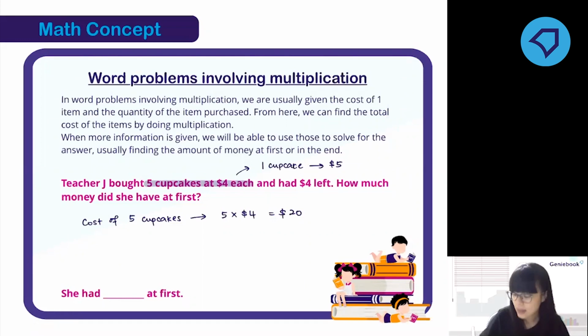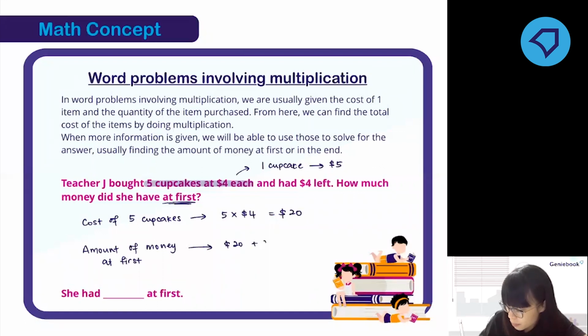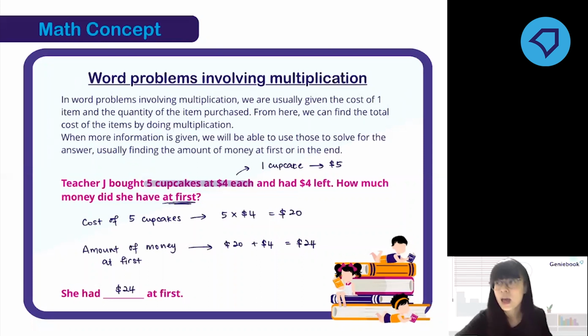So at first, how much money do I have? Yes, okay, we need to do addition. So amount of money at first, it would be $20 plus $4, and that would give me $24. Okay, so this is for your simple understanding. Okay, at P3 you guys already know how to do multiplication of 2 by 1 digit, 3 by 1 digit, so the numbers are going to get bigger.